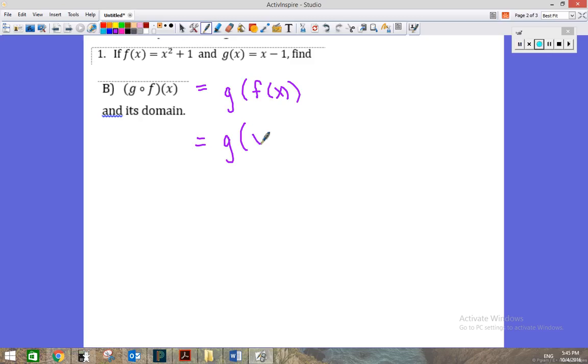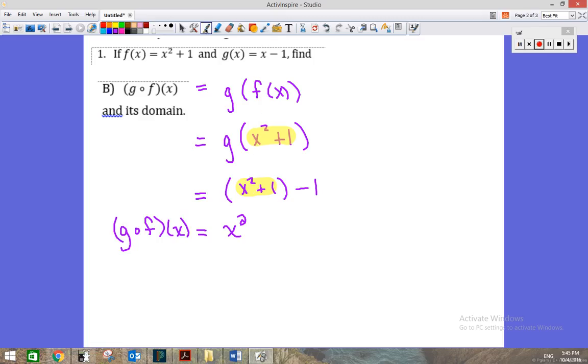f is x squared plus 1. Now, g, what is its job? g always takes the input, no matter what you give it, and subtracts 1. So whatever we give it, and this time we're giving it x squared plus 1, it's going to take that input and subtract 1. So when the input is x squared plus 1, and you subtract 1, I'm getting just x squared for g composed with f.